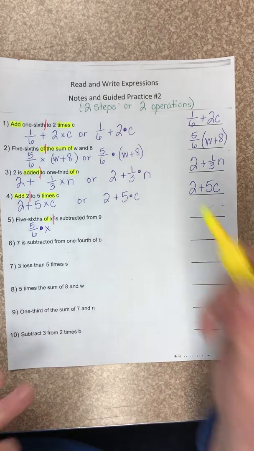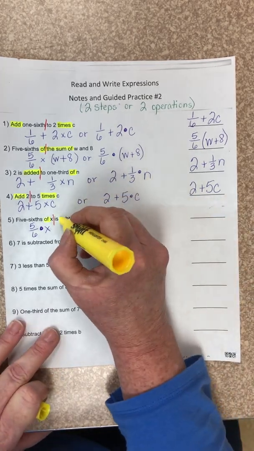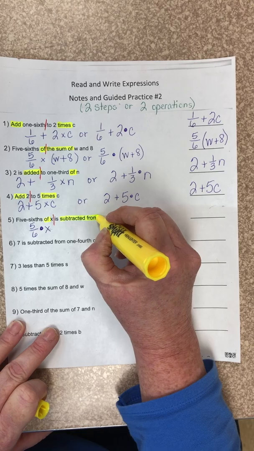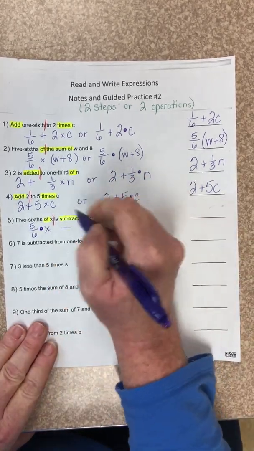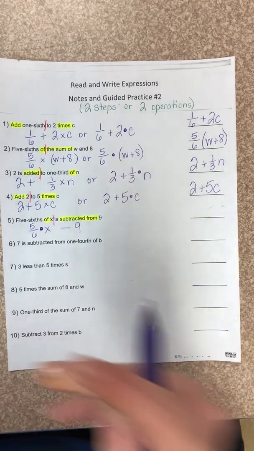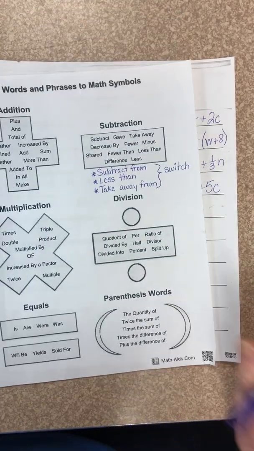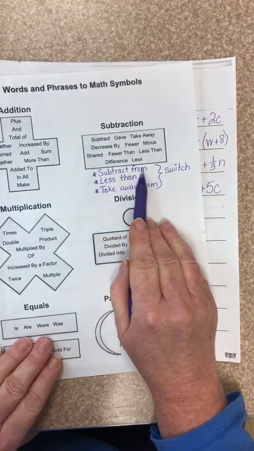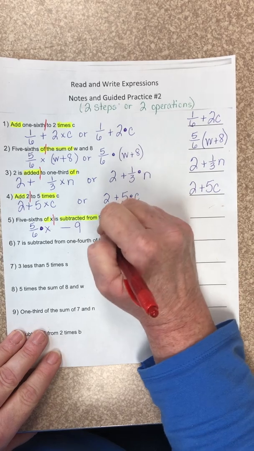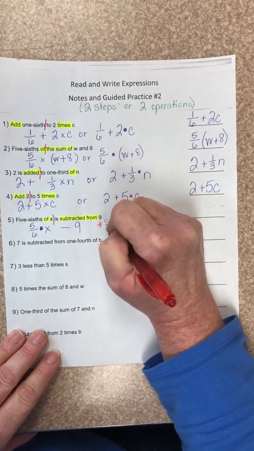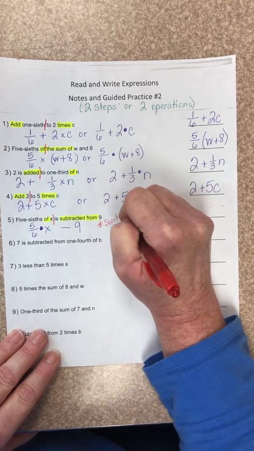And now the second part is subtracted from 9. Well, subtracted from. Well, that means to subtract 9. But when I go back to my reference sheet, see where I have subtract from? Subtracted from would be the same. We have to make a switch. So I'm going to star this, and I'm also going to write the word switch to help us remember.